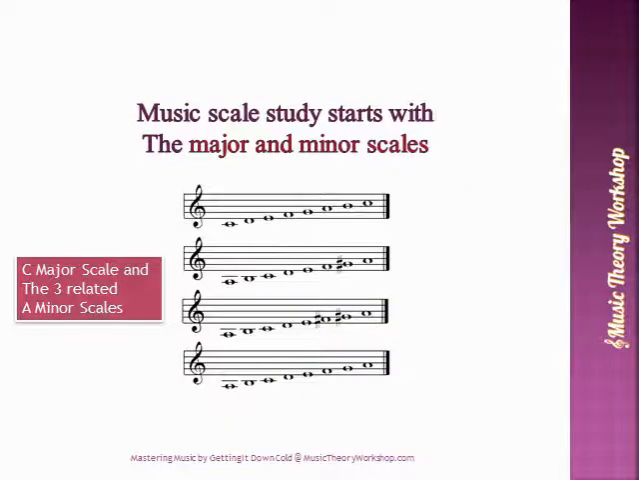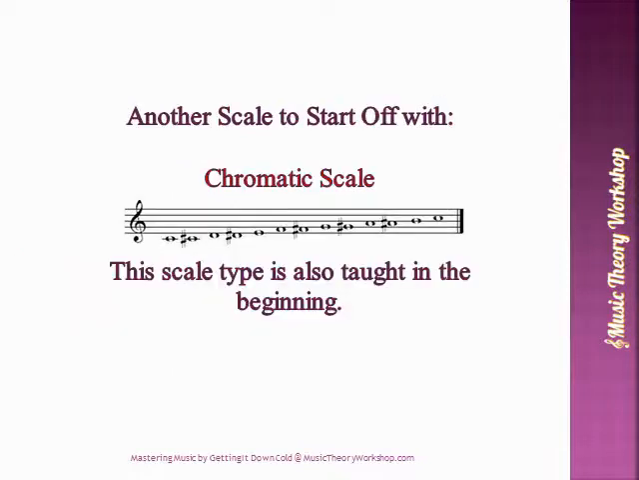Music scale study starts with the major and minor scales. There's a C major scale here and the 3 related A minor scales. Another scale to start off with is the chromatic scale. This scale type is also taught in the beginning. The chromatic scale is nothing more than every note being played.